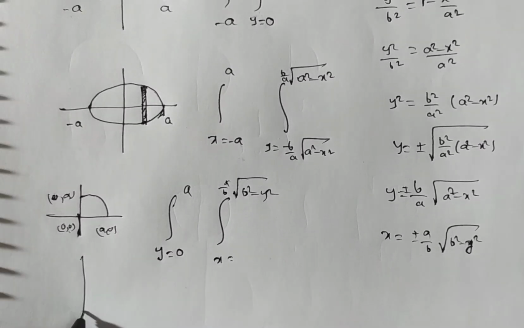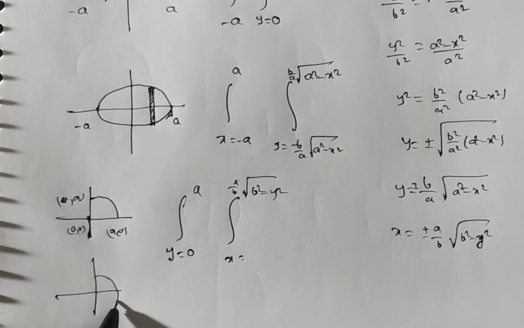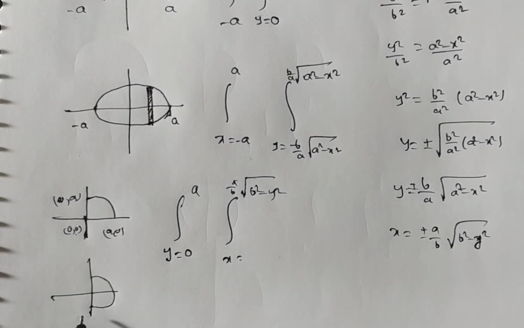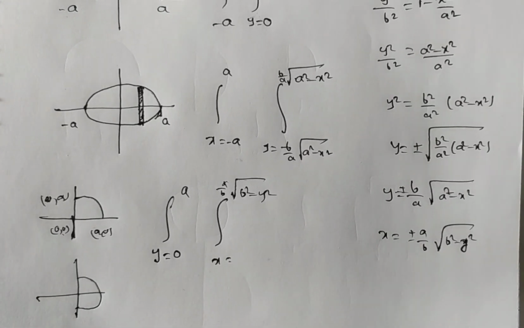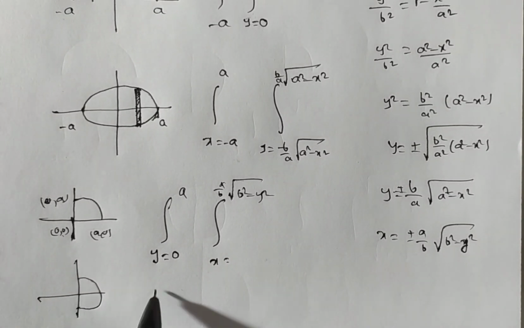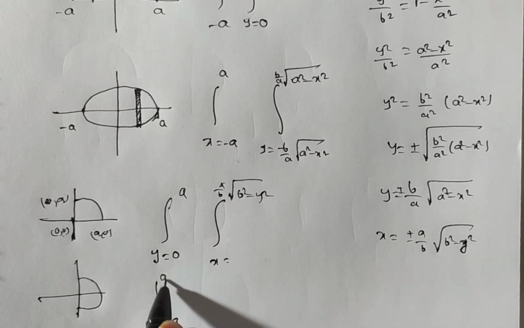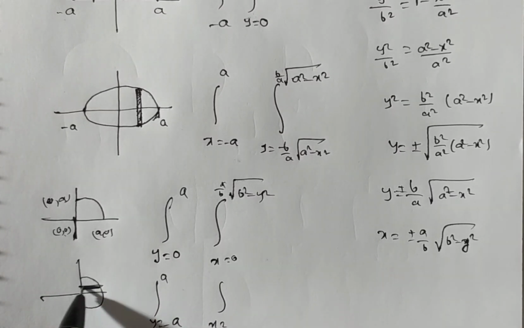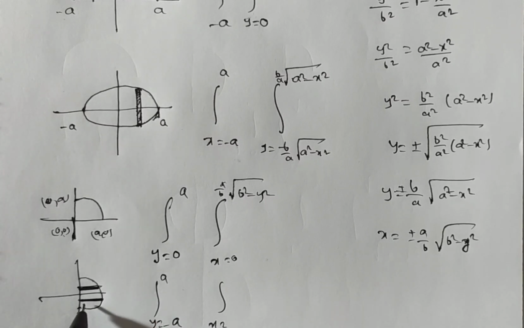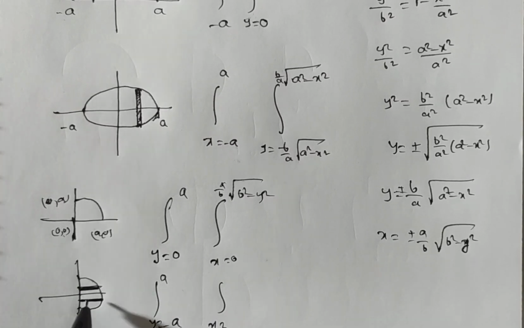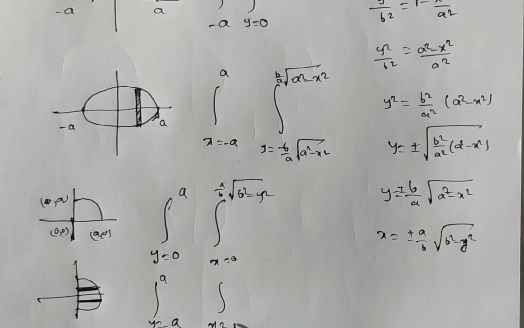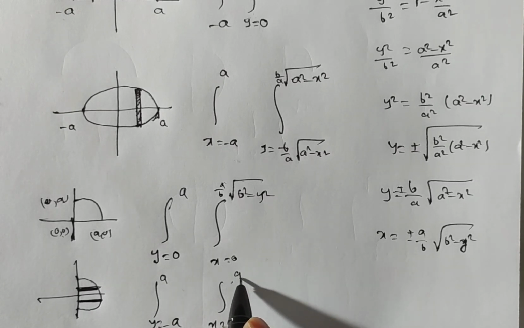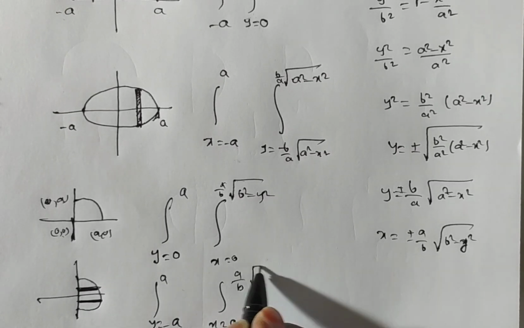Suppose it is the right side of the x axis, like this. Then in this case you observe y starts from minus a to a. Y is independent, so y is equal to minus a to a, and here x is equal to x. Here you observe, draw the strip which is parallel to the x axis. Here also if you draw, both will be the same. So the left side of the strip is the y axis, on which x value is 0, and the right side is the ellipse, a by b positive only, that is square root of b square minus y square.